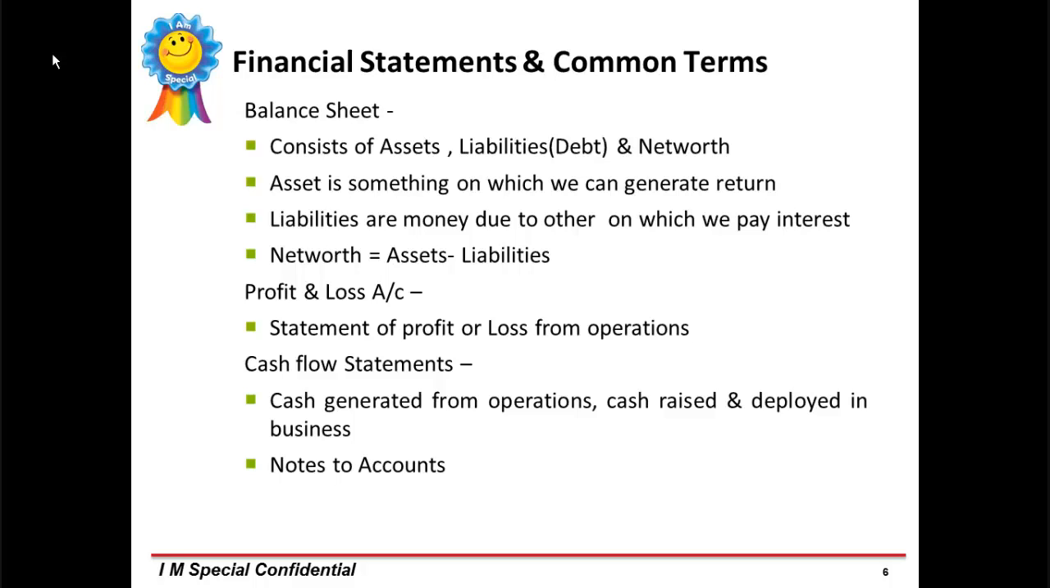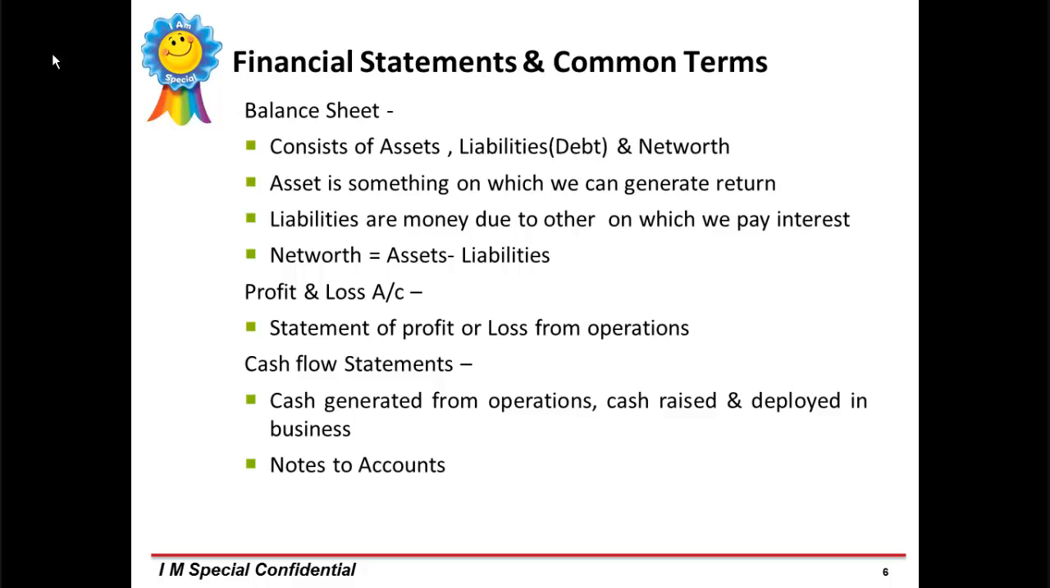The second statement which we need to look at is profit and loss account. As the name suggests, the statement gives the profit or loss from the operations. So on one side you'll have all the income, and on the other hand you'll have all the expenses. The balancing figure would be profit and loss from the operations.